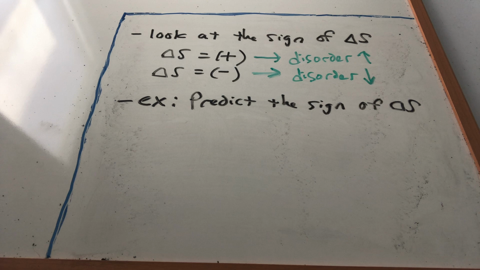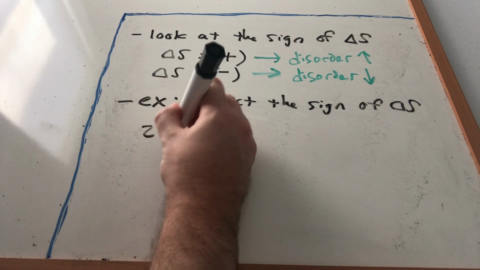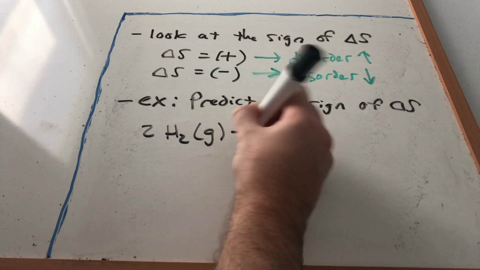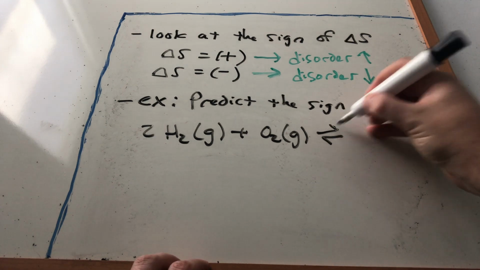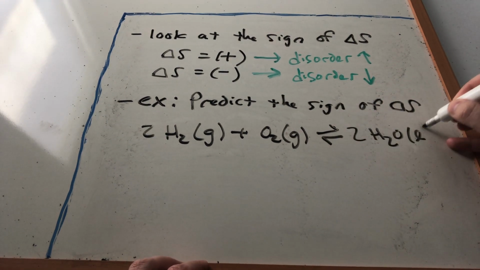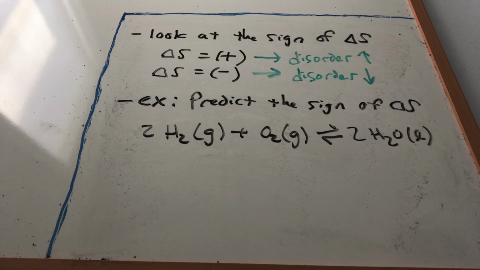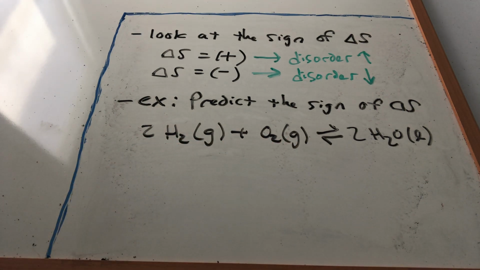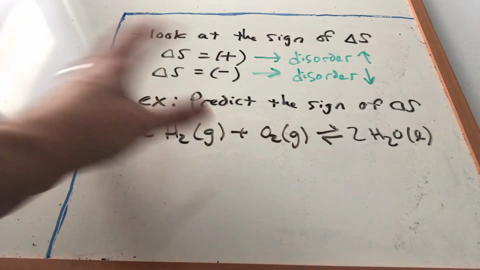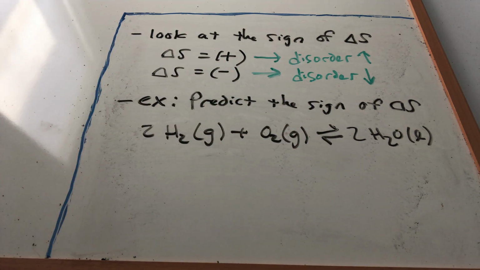Remembering that if we're looking at delta S, it's not delta S universe, so we're not talking about whether it happens or not. We're just talking about disorder, okay? So I'll give you a chemical reaction. 2H2 gas plus O2 gas gives 2H2O liquid. Now, if this happens as written, we have 3 gas particles on this side. How much motion do we have relative to 2 liquid particles on this side?